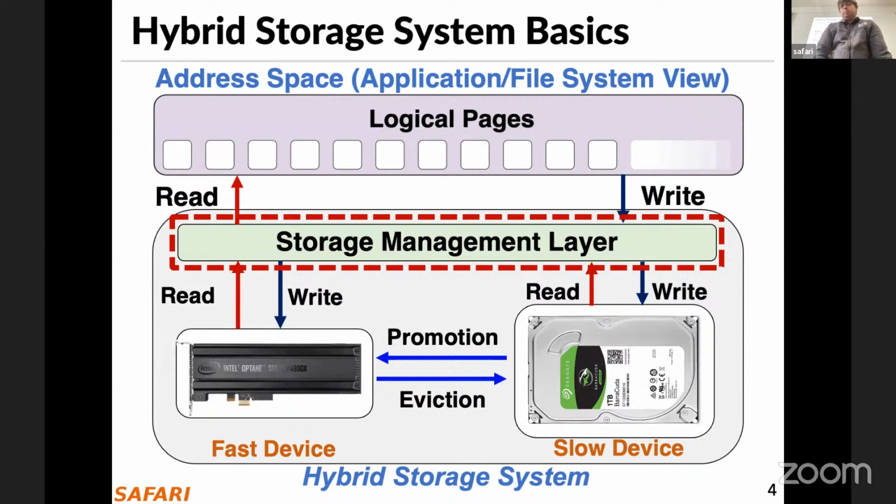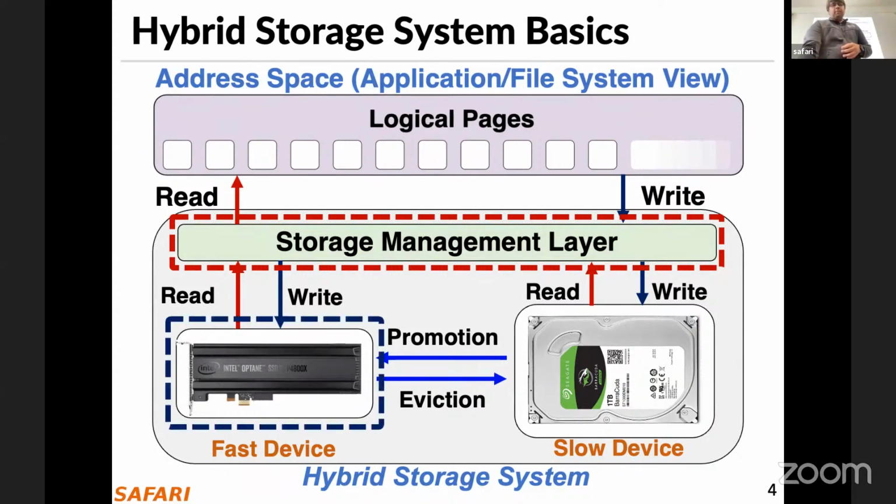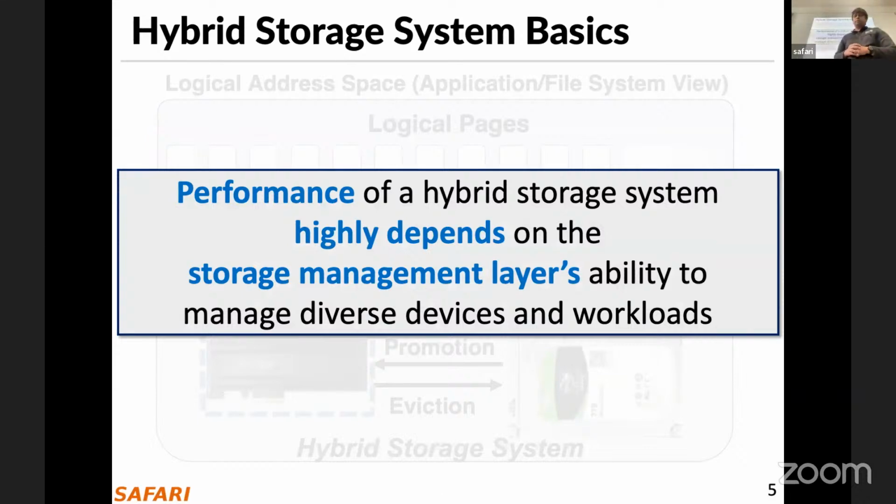And there is also a promotion and eviction policy, which does not happen when IO requests come from the application. But this is very essential to make space in the fast device for new data. And also when some data becomes very hot or is accessed more frequently, you need to move the data to the fast device so that you get higher performance. So the performance of a hybrid storage system highly depends on the storage management layer's ability to manage these diverse workloads and also these devices.